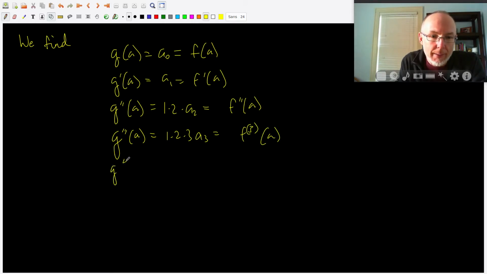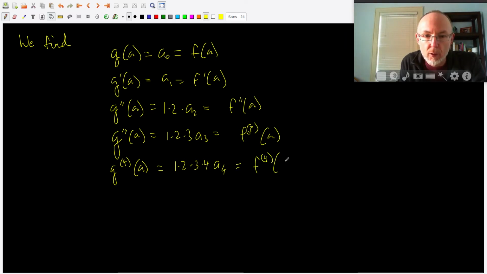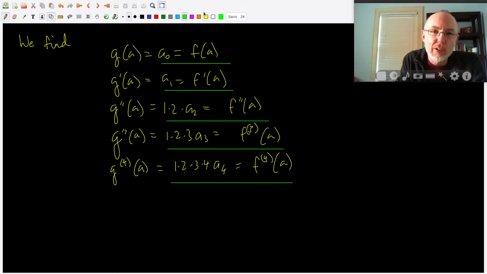And then, I think you get the idea. The fourth derivative was 1 times 2 times 3 times 4, a sub 4, and that's the fourth derivative of f at a. And so what we want to do is find out what these constants are, what the a1, what the a2, what the a3, what the a4 are. And these green underlined things are going to tell us. Because you can see what a0 is. A sub 0 is f of a. A sub 1 is f prime.